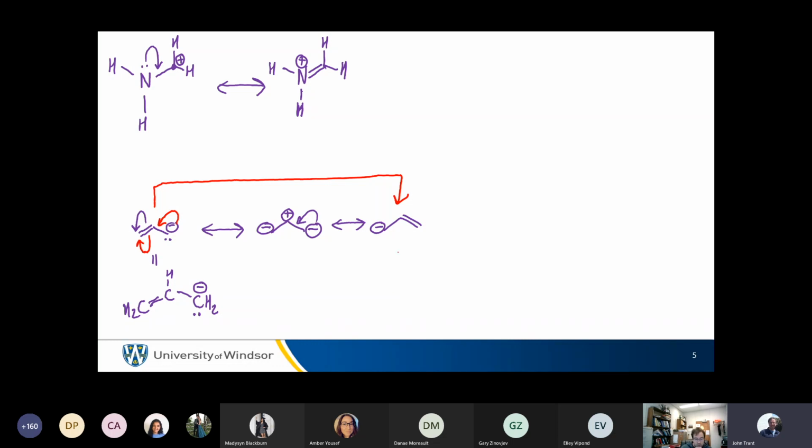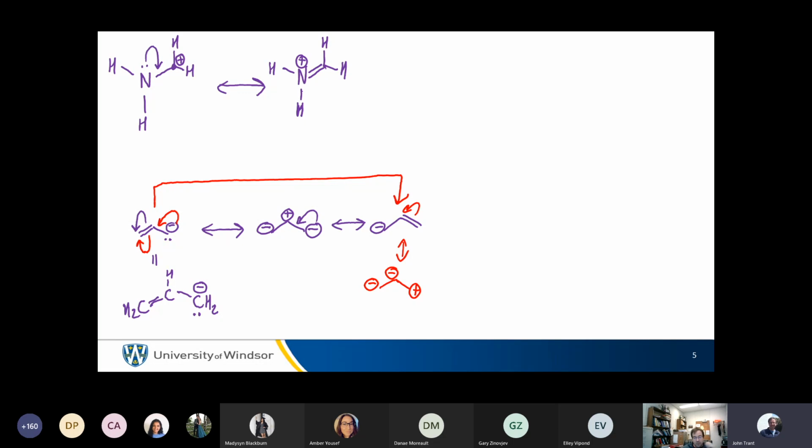There are other resonance structures for this too. Nothing is stopping me drawing a resonance structure like this. It's just that this one makes the middle one look like a sensible resonance structure, because now I've got two negative charges. It's got three charges and two negatives right next to each other, which is really bad.